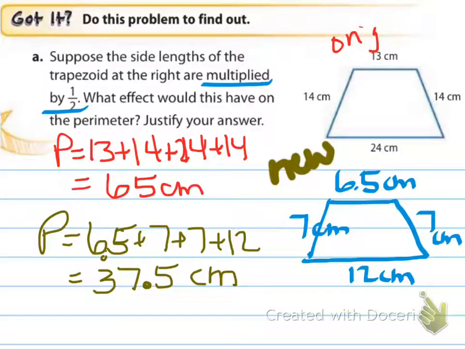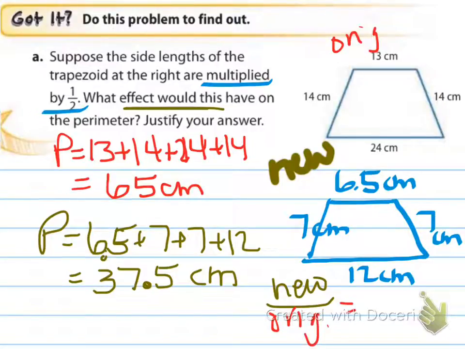centimeters. And if I'm going to try and figure out what the effect was, I'm going to take the new divided by the original. And so that's going to be 37.5 over 65, and you'll find that to be 1/2. And that's exactly what the difference is that we multiplied by that 1/2. Remember, since we did it to all the side lengths, we're good.